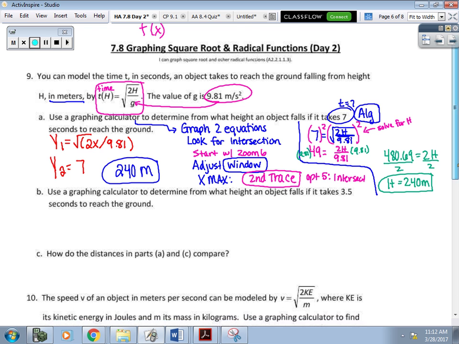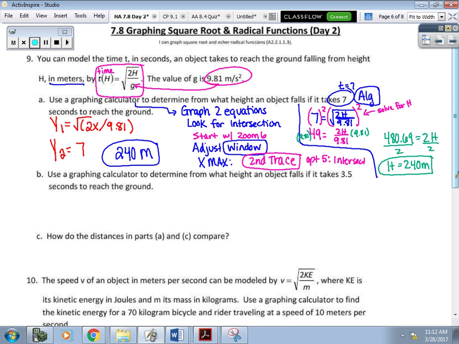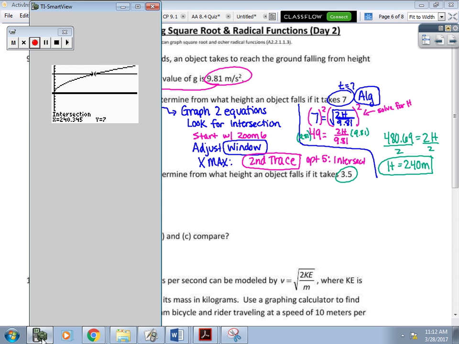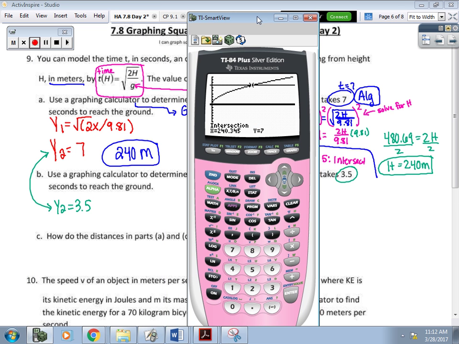Now, for part B, they just want us to change, instead of time being 7, time is 3.5. So what I'm going to do is go to my y2 and change it to 3.5. Do not press zoom 6. If you do, you're going to have to modify the window again. So if we just leave it as is, just press graph, it's going to keep the window the same, and it should be good enough for us to see.